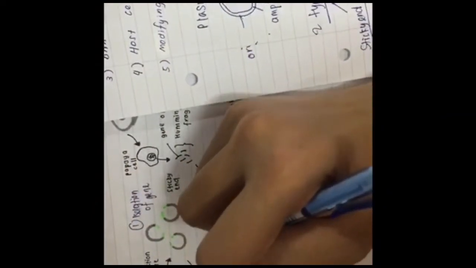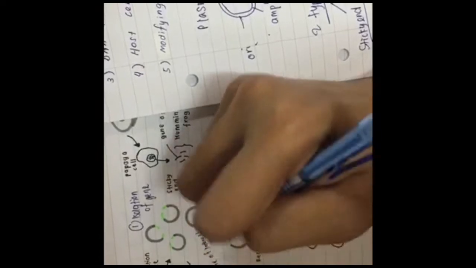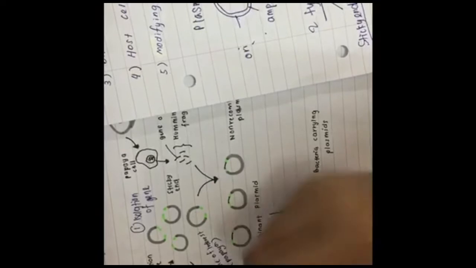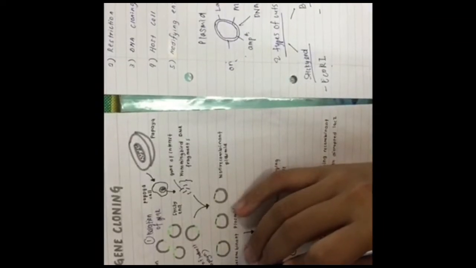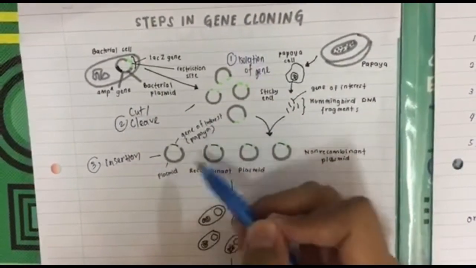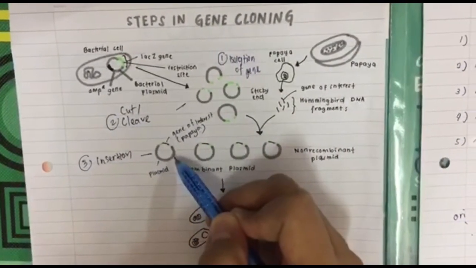This is the plasmid. This will be the gene of interest of papaya, because we use the papaya. Okay. This is we call the third step, which is insertion. Okay, insertion. And then the gene of interest will join with the plasmid by using DNA ligase. Okay, so we have inserted the gene of interest of papaya in the plasmid by using the DNA ligase.